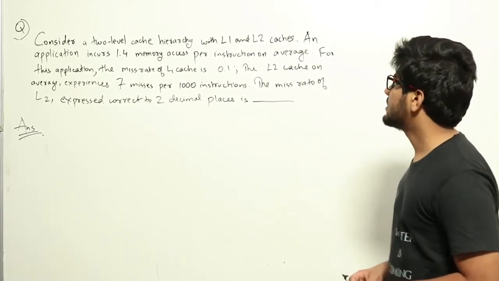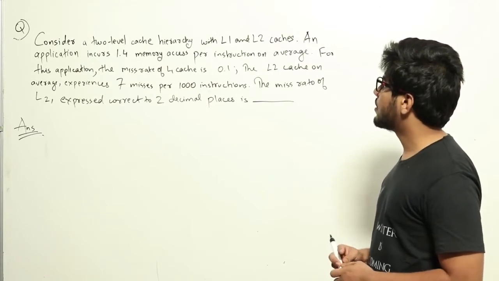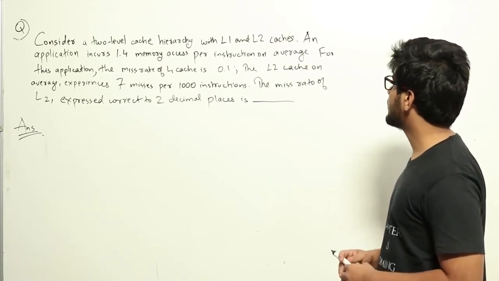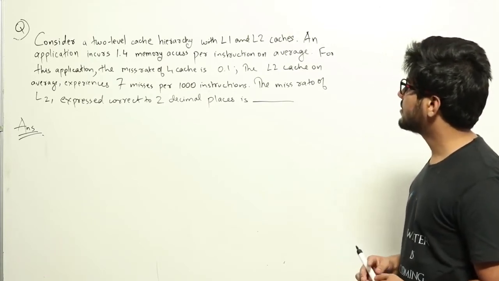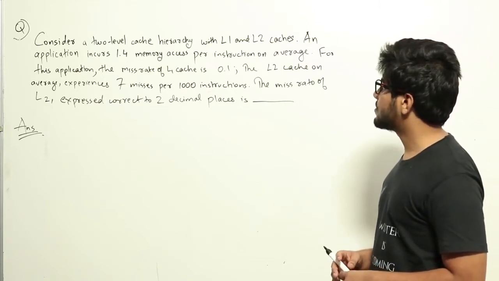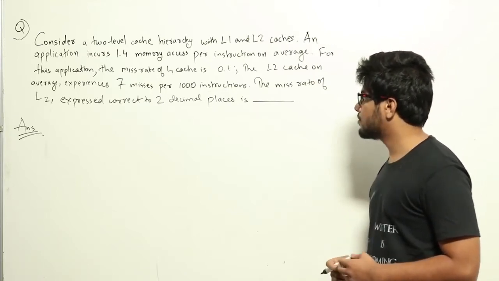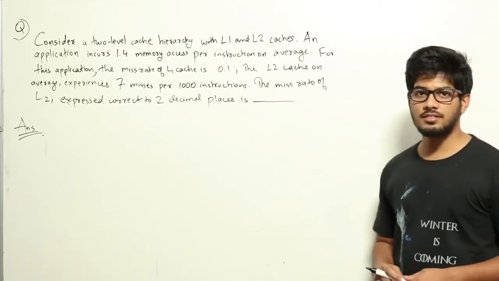Consider a two-level cache hierarchy with L1 and L2 caches. An application incurs 1.4 memory access per instruction on average. For this application, the miss rate of L1 cache is 0.1. The L2 cache on average experiences 7 misses per 1000 instructions. The miss ratio of L2, expressed correct to decimal places, is dash.